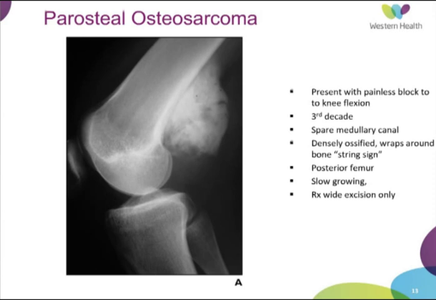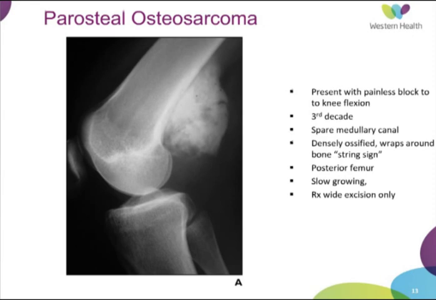Commonly in the 3rd decade of life, the intramedullary canal is spared, and this densely ossified lesion wraps around the bone. It's associated with a so-called string sign, so it's around the periosteum, and you can see a thin lucent line between the cortex and the actual tumour, and that's quite pathognomonic of the tumour. It's slow growing and is treated usually by wide excision only and doesn't require chemotherapy like the rest of the osteosarcoma group.